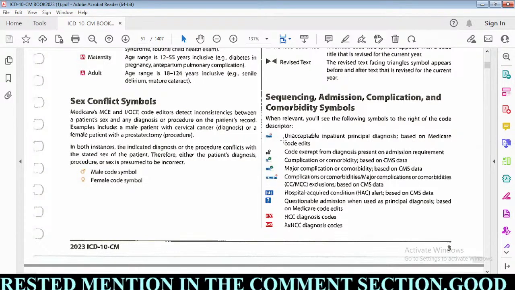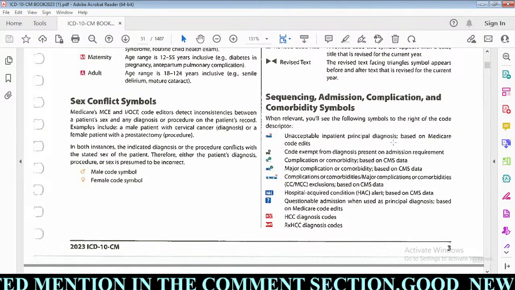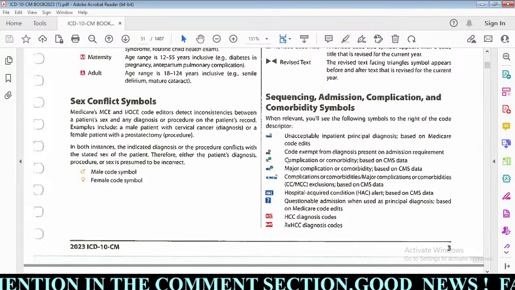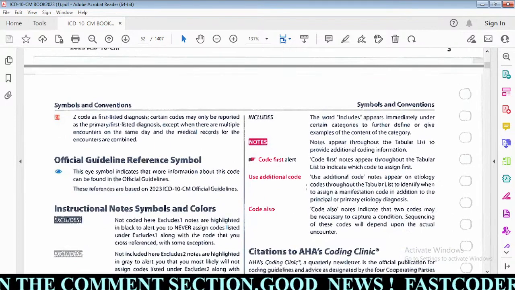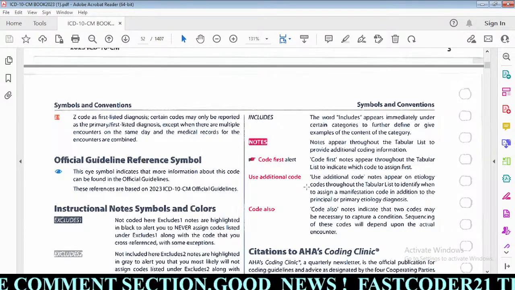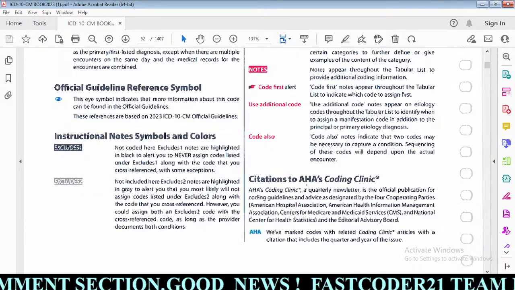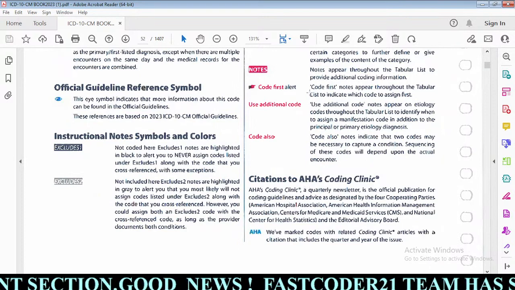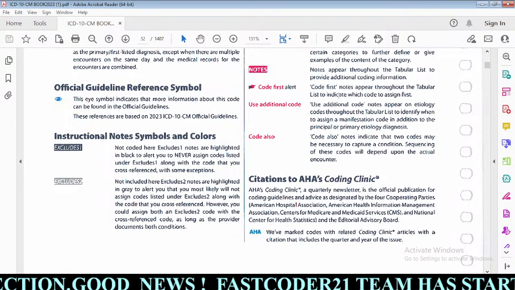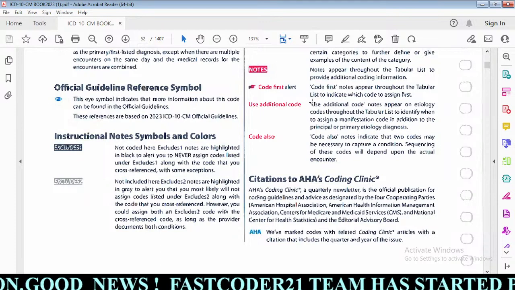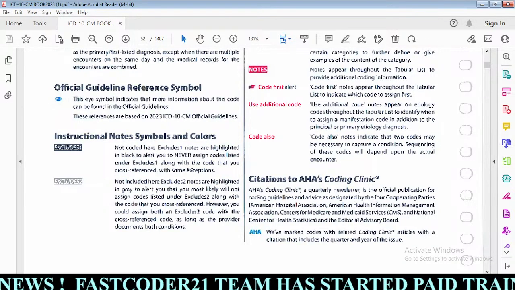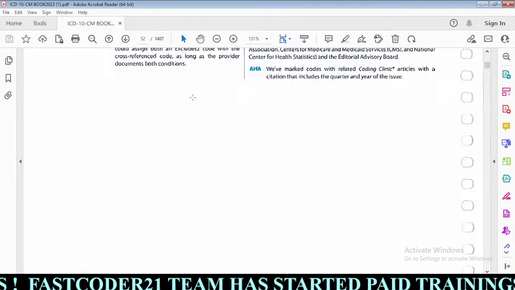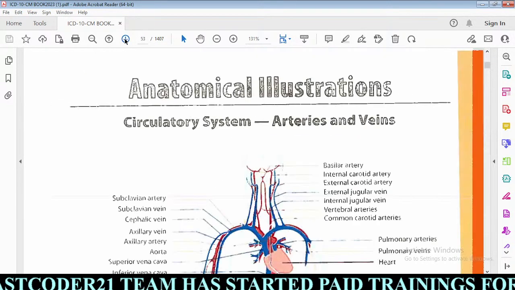See here, if you see this symbol, it means unacceptable inpatient principal diagnosis based on Medicare code edits. Like this, you need to be familiar with your code books first before writing the exam. See here, code first, so here we need to code this code first. Use additional code, and also excludes 1, excludes 2. So you need to follow all these guidelines.